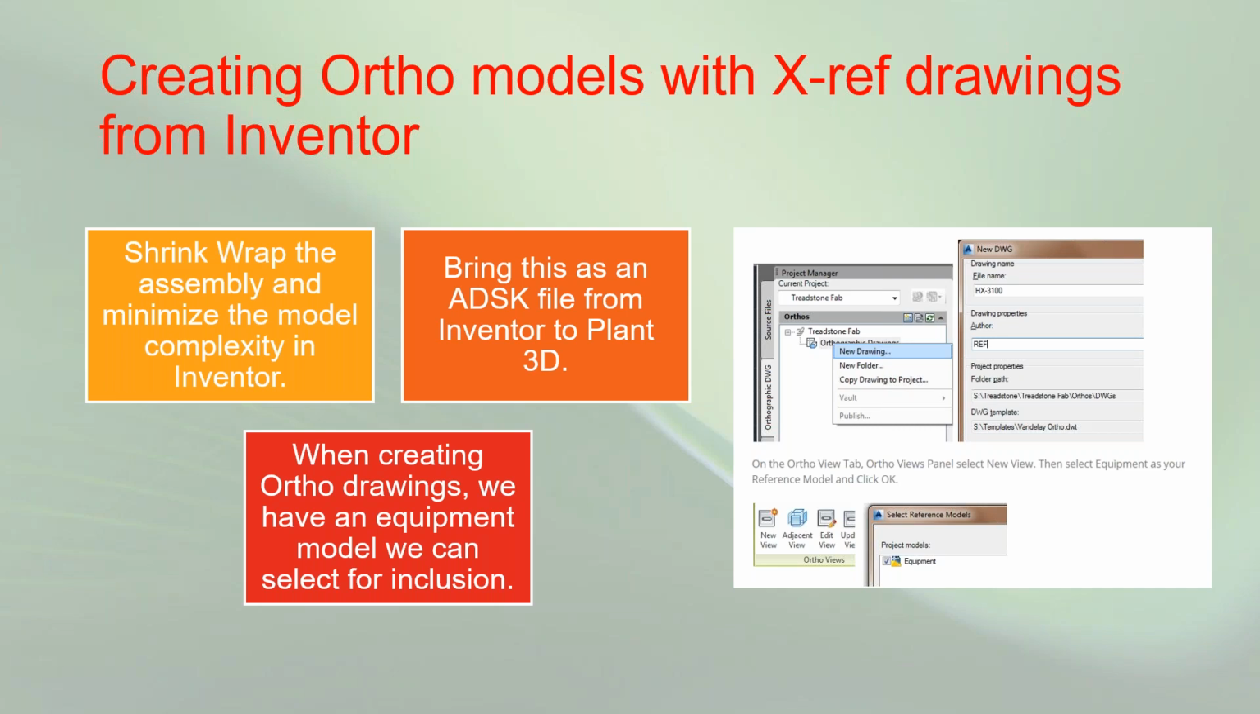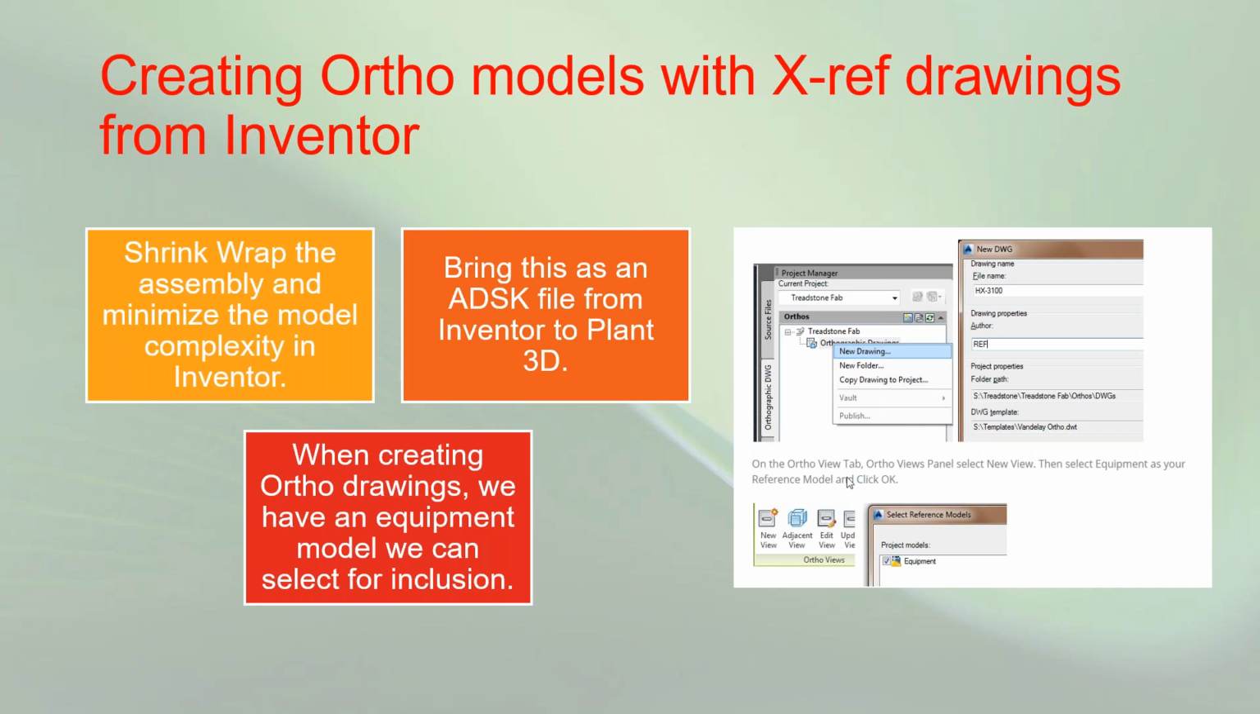So from Inventor, for example, we recommend that you bring in an ADESC file, which is the BIM export, the AEC export file that's available in Inventor after you've shrink wrapped it. And then you can either associate that as a piece of equipment or just explode it to an AutoCAD block and use it that way. It depends on whether you're using it as a piece of equipment or not. Then when it creates the ortho drawings, you'll have that equipment model that you can select for inclusion from the dialog. It could also be part of a plant model, and then it's automatically going to be selected. And that is what I'm talking about.